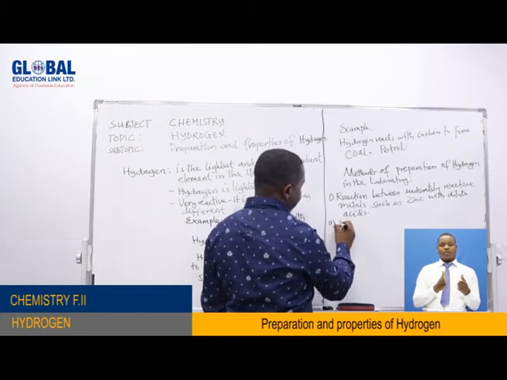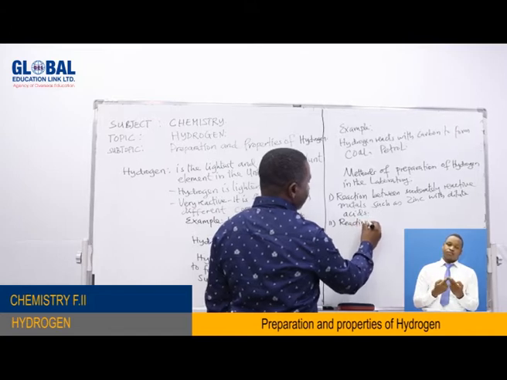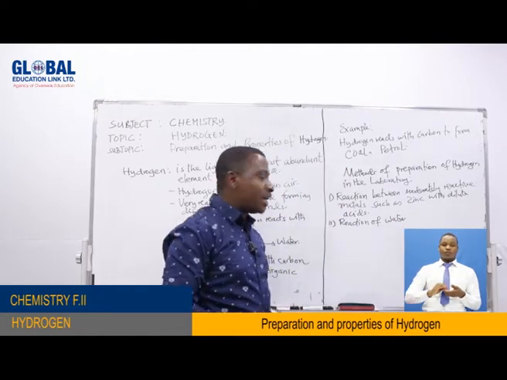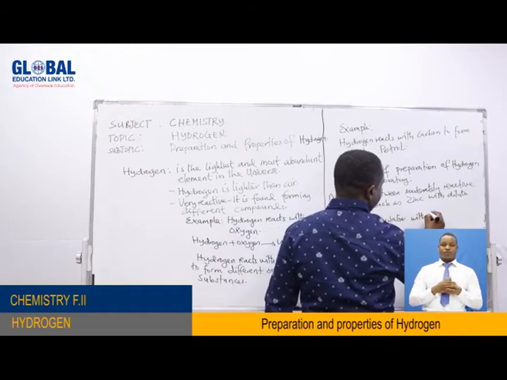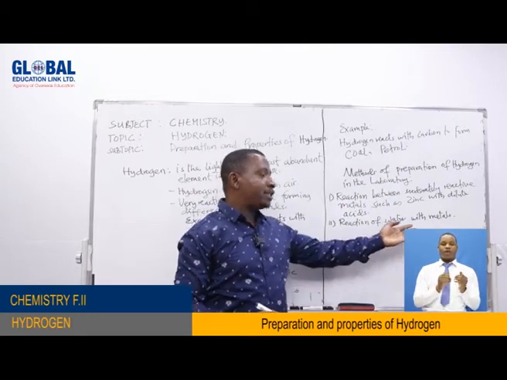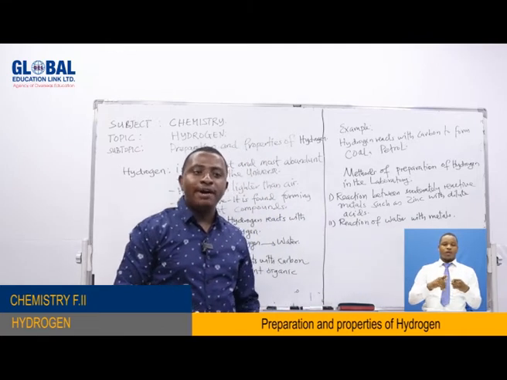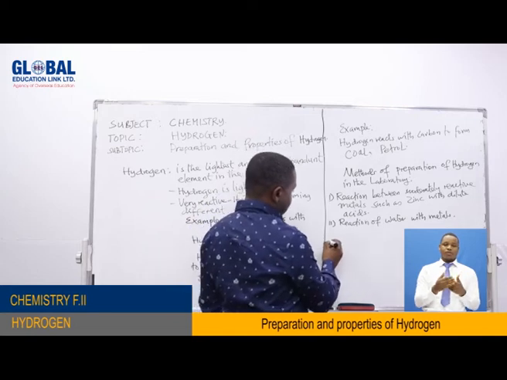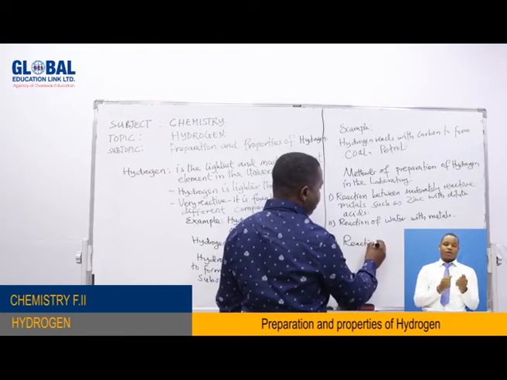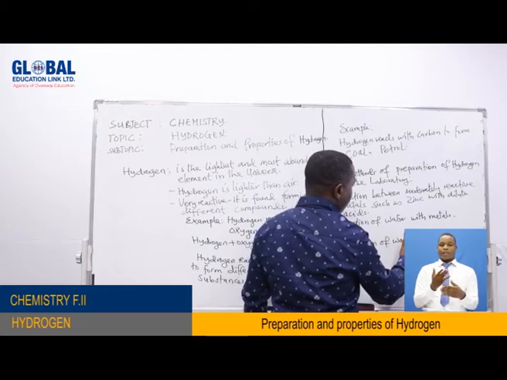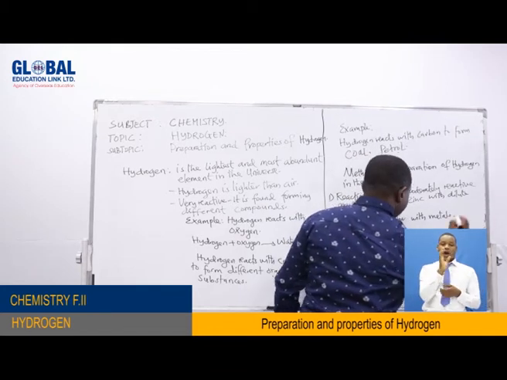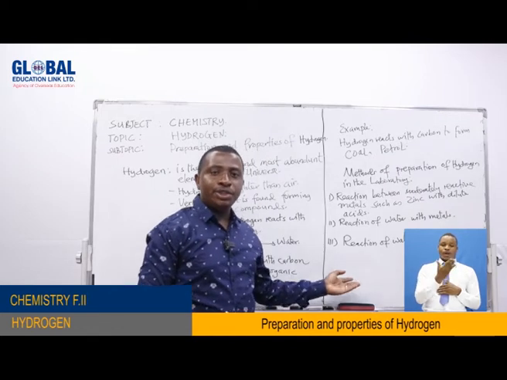The other method can be the reaction of water, dear students, the reaction of water with the metals. So hydrogen also can be prepared by the reaction of water with the metals. But we also have the other method: hydrogen can be prepared by the reaction of water with hot carbon. This is the other method of preparing hydrogen in the laboratory.